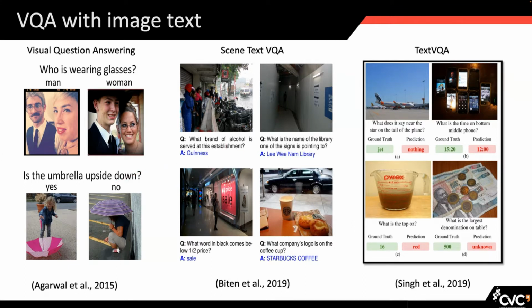Now, syntax VQA or text VQA is basically going on top of VQA and saying, okay, let's create a data set that takes into account the syntax in the images. So for example, what brand of alcohol is served at this establishment? And the model has to answer Guinness because Guinness is written over here. So it doesn't have to be necessarily the text in the scene. It can also be reasoning about the text. For example, what is the top O? So you have to know what that is, or what is the largest denominational table? So you have to read all of these and then realize, okay, probably it's 500 or something. So this is the new task, which we will refer to as syntax VQA.